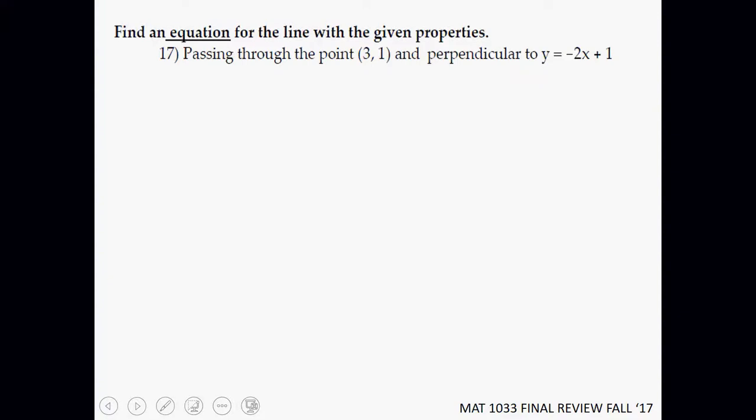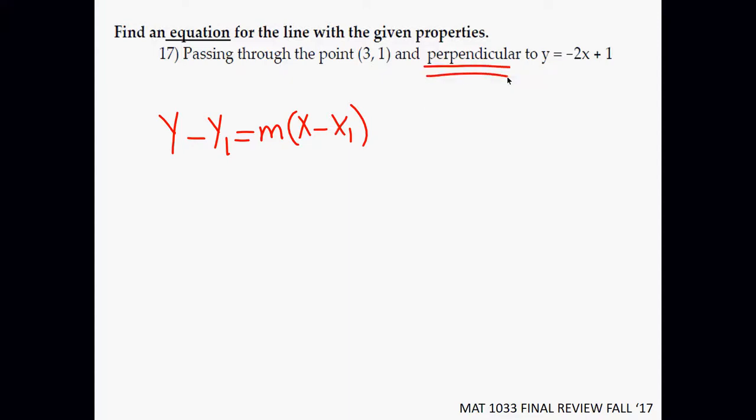Next question. We need to find the equation for the line with the given property passing through the point 3 and 1 and perpendicular to y equals negative 2x plus 1. We have to know that the formula used for this is the point-slope form, which is y minus y1 equals m times x minus x1. The key word here is perpendicular.